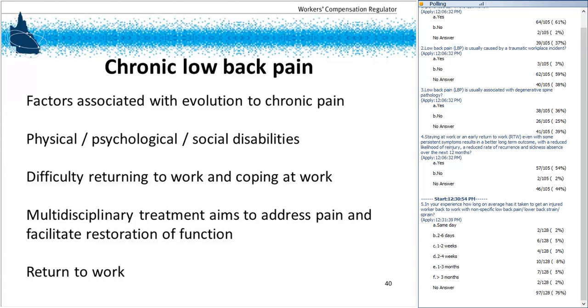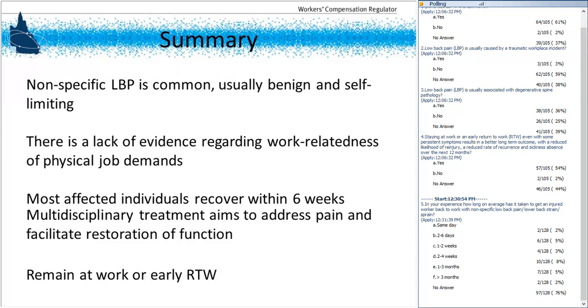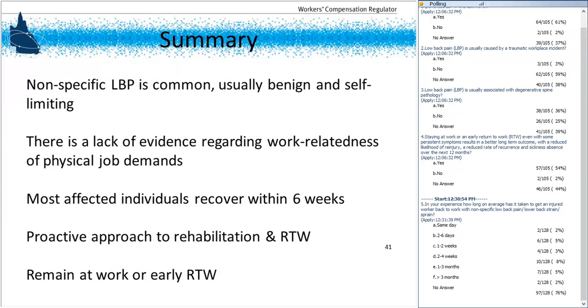For the benefit of the audience, what I wanted to emphasize here is that in the absence of those red flags or significant objective pathology causing chronic low back pain, I do believe that staying at work or returning to work should be a reasonable objective. It's not easy, but I think that should still remain the goal.